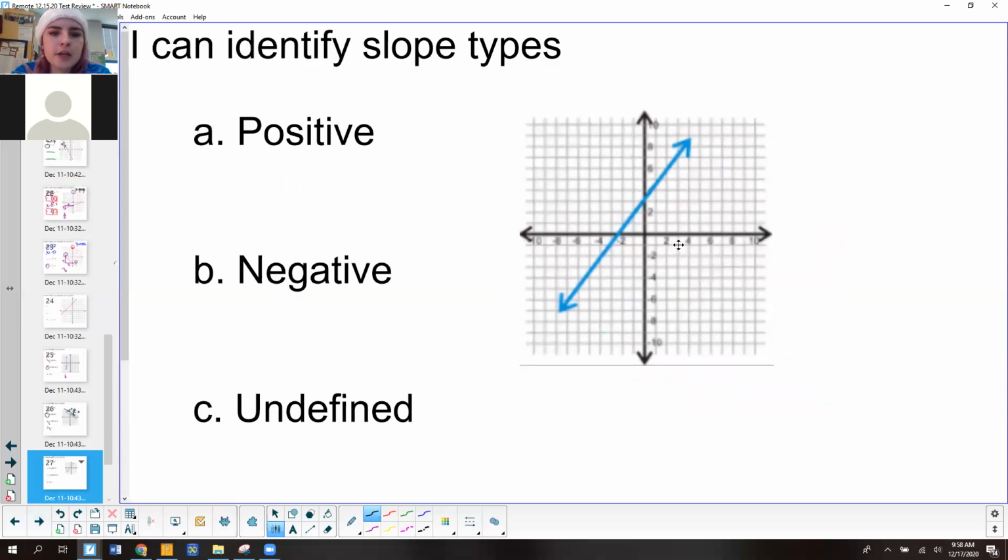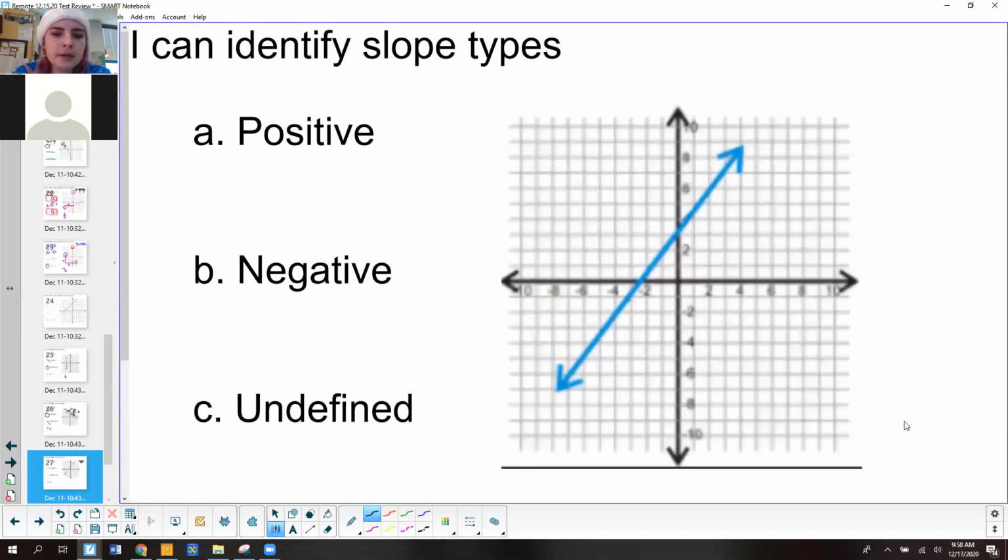All right, I can identify slope types. Which slope type is this? We're narrowing them down, guys, but what slope type is this?